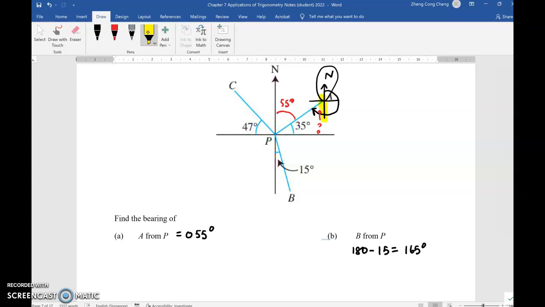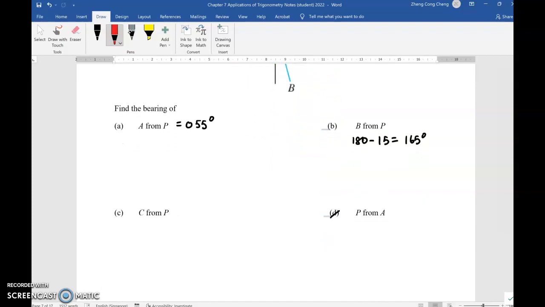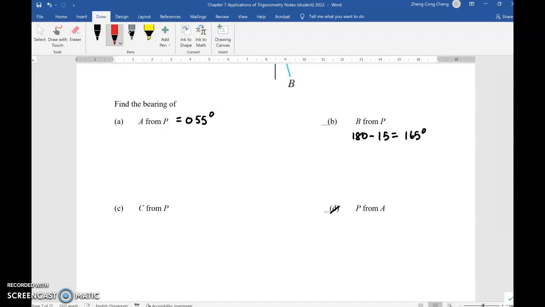By alternate angles, we realize that the red angle that I have labeled using a question mark must also be 55 degrees. So therefore, for the bearing that I am looking for, my pen has to turn from north all the way until here, and I have traveled 180 plus the question mark angle. So therefore, my bearing of P from A will be 180 plus 55 degrees, which is 235 degrees.